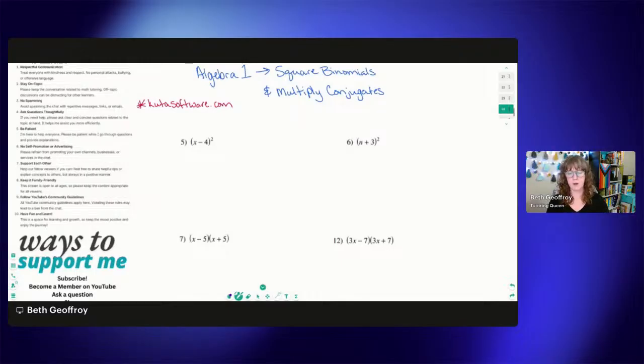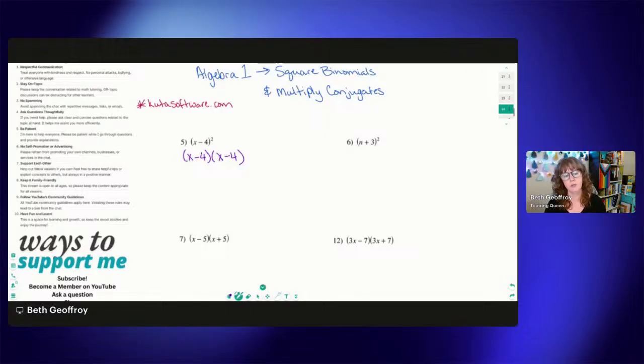So let's talk about binomials first, squaring binomials. We see that in both problems 5 and 6 here. We see that this is a binomial. It's got two terms inside and it's being squared. So that's where we get that term from. So I'm going to go ahead and write this out. x minus 4 times x minus 4. I just like to write it out 2 times right beside each other so that we can do that distribution method that I was talking about last week.